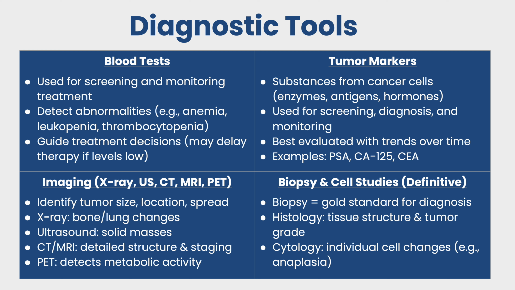Cancer diagnosis involves multiple tools, including blood tests, tumor markers, imaging studies, and biopsies. Biopsy remains the gold standard for confirming malignancies. And over here in this chart, I've provided the different blood tests that you usually see, the tumor markers, imaging, and the biopsy and cell studies. All the key points right here.